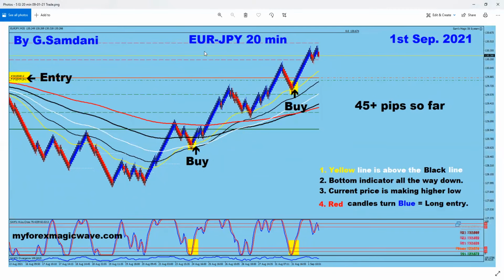On the first Euro Yen also, you can see this was my trade sometime last week. And then this is the one. This is also a beautiful entry, but I didn't take it.